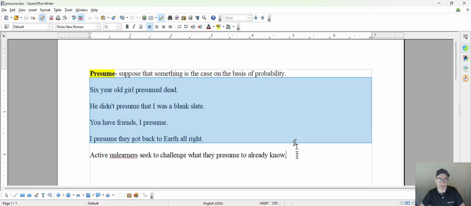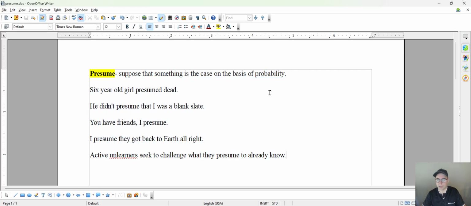Now let's take a look at some example sentences so we can get a better idea of how this word functions. "6-year-old girl presumed dead." This sentence here is something you often see in news headlines. Anytime they announce tragic news, especially in local news about some innocent person dying, like a little child or a senior citizen or something. So "6-year-old girl presumed dead." You'll see this in the news, in politics, and anything involving reports.